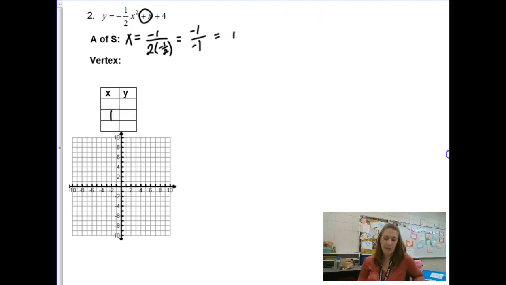So remember, now we're going to go back to the function and then plug in that x equals 1 everywhere we see an x, so we can get an output. So 1 squared is 1 times negative 1/2 is negative 1/2 or negative 0.5 plus 1 plus 4. So 5 plus negative 0.5 would be 4.5.